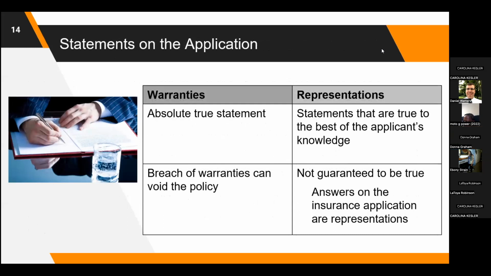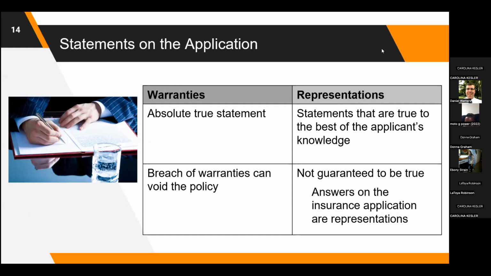If you guys want to take screenshots, you're welcome to do that. A warranty is an absolute true statement. It's the same as a guarantee, right? A breach of a warranty could void the policy. A representation is a statement that is true to the best of the applicant's knowledge.